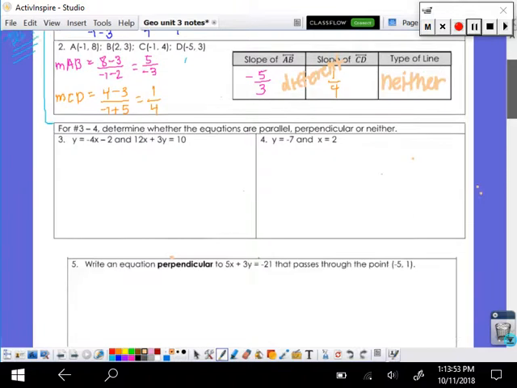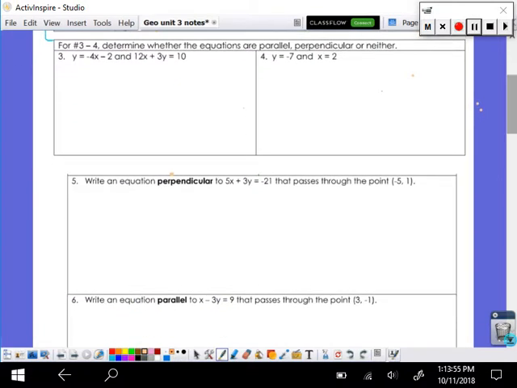Okay. Some more different examples. For 3 and 4, determine whether the equations are parallel or perpendicular or neither. Okay, so you want to find the slope of both. So it's easy for this first one in 3. My slope is negative 4. Don't have to do any math as long as I know my slope-intercept form. We're great. Notice the second equation is the standard form. So we need to solve for y. So we will have 3y equals 10 minus 12x.